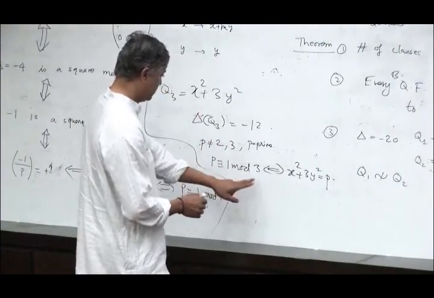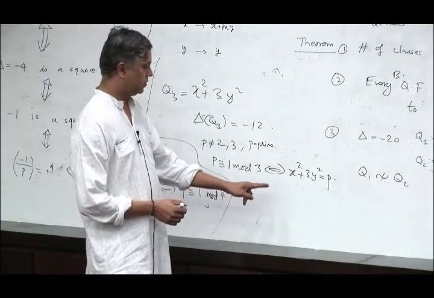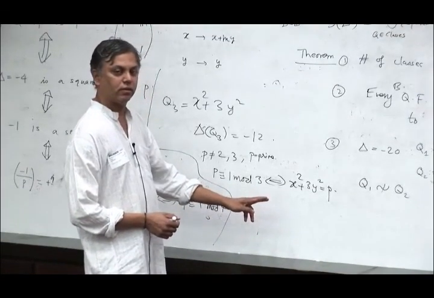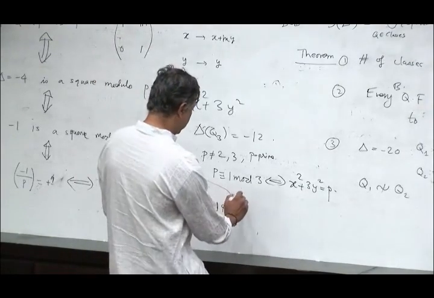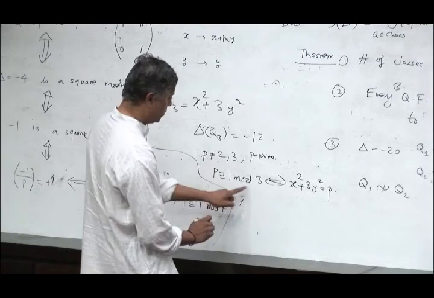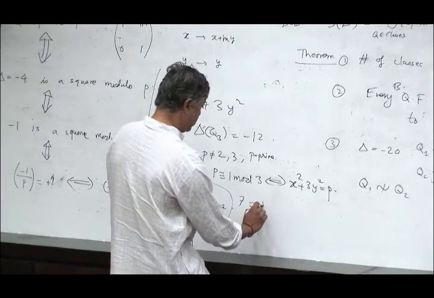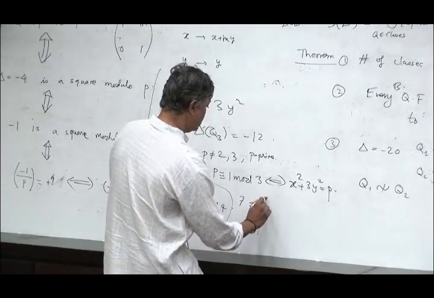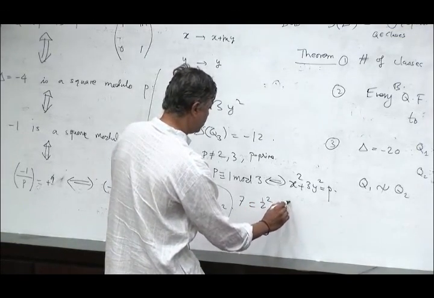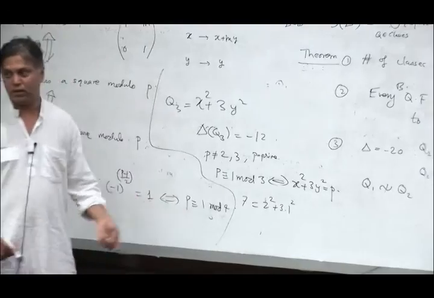Let's just calculate for 1. If I take 7, which is, I hope it's correct, 4 plus 3, it's correct. So 7, which is a prime congruent to 1 mod 3, is 2 squared plus 3 times 1 squared. Okay, and so on. Amazing theorems.